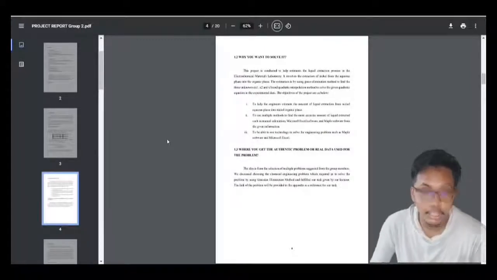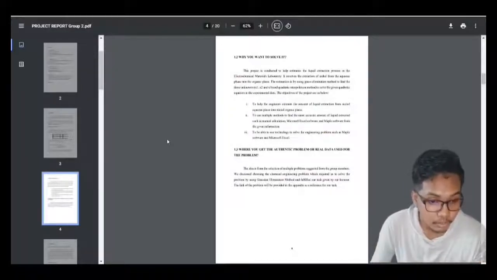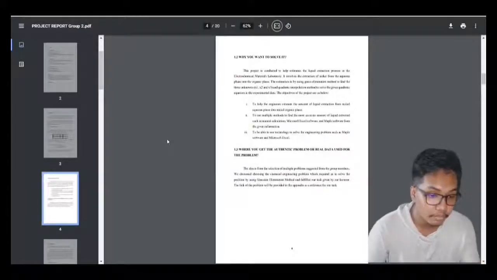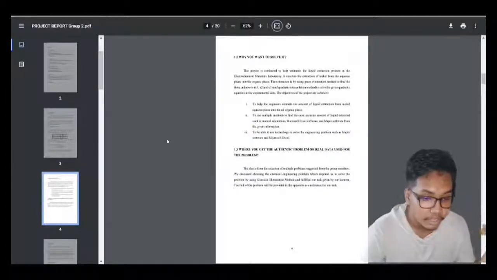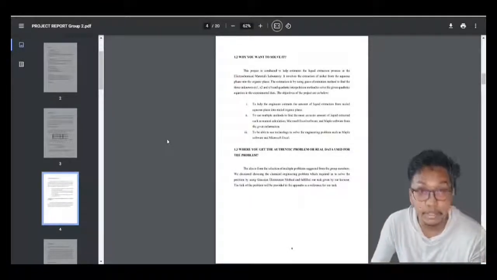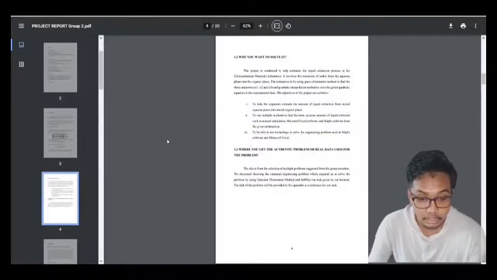The objectives of the project are as below. First, to help the engineers estimate the amount of liquid extraction from the nickel aqueous phase into the nickel organic phase. Second, to use multiple methods to find the most accurate amount of liquid extracted, such as manual calculation, Microsoft Excel software, and Maple software, from the given information. And third, to be able to use analogy to solve the engineering problem, such as with Maple software and Microsoft Excel.